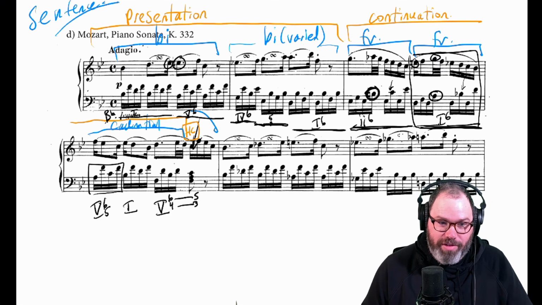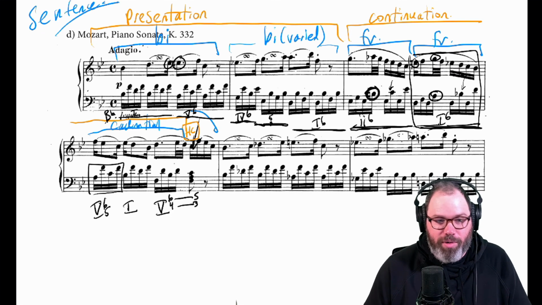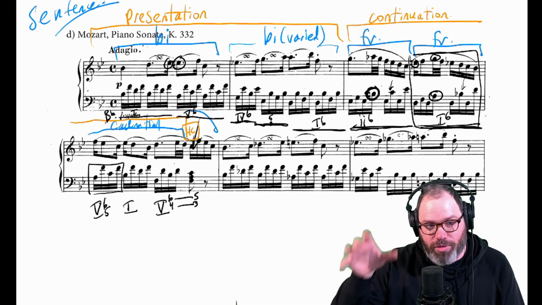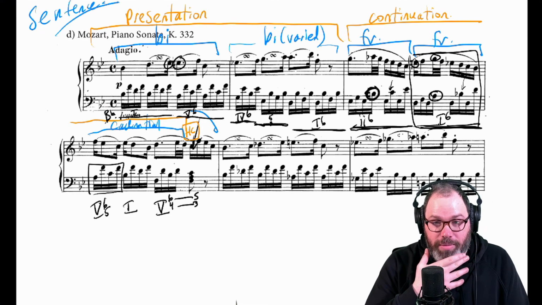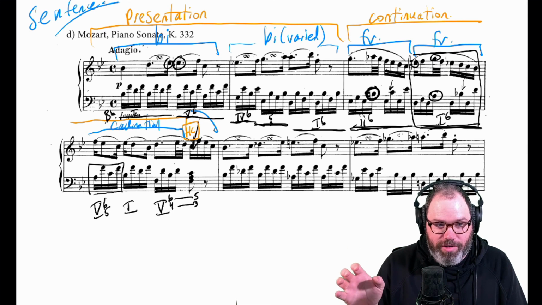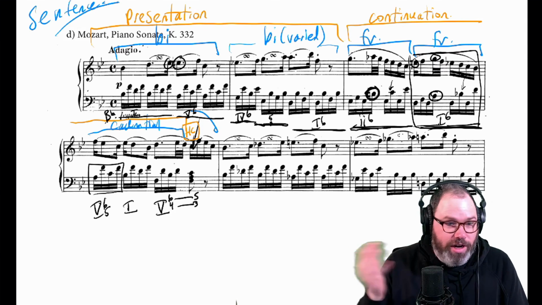If you have a little keyboard at home or an app with a keyboard on it, or heck, you can open up MuseScore. There's a little keyboard in there. Use that to work out the analysis if you need it. Don't just try to do it in your head.